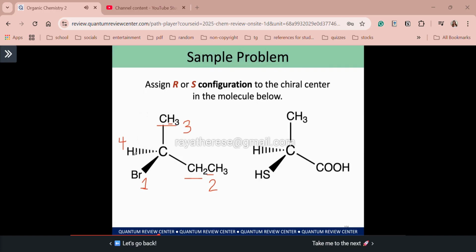So class, check our rotation. So this is to the left, diba? So again, if it's to the left, R or S? Of course, obviously that's your S configuration. Class, this occurs because nasa out of the plane or your hydrogen recedes off our page.